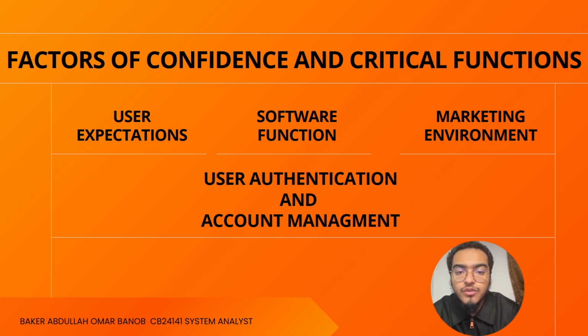First of all, we have to define the three factors, which are software function, user expectations, and marketing environment. Software functions means that we as a software team should focus on the highly critical functions. I, as a system analyst, should make sure that those functions are at a great level in quality. Then we move on to user expectations.